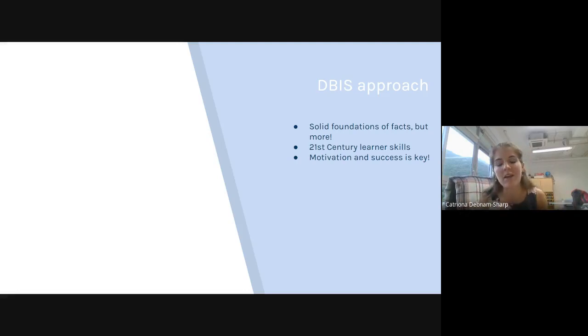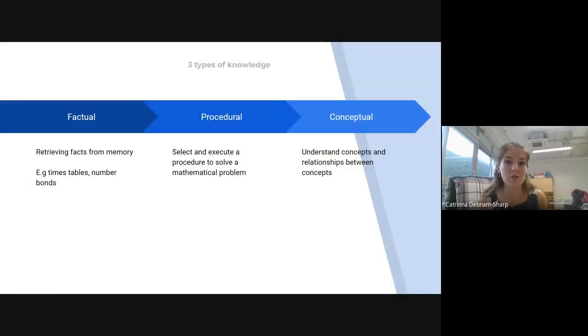And we'll talk a little bit about that in maths, we want every child to feel successful, and that will build their motivation. Okay, so in terms of knowledge, there are actually 3 types of knowledge that we focus on within maths. The first is that factual knowledge, the retrieving facts from memory, the things that we know are important, the times tables, the number bonds, the quick additions, the quick subtraction facts, the multiplication and division.